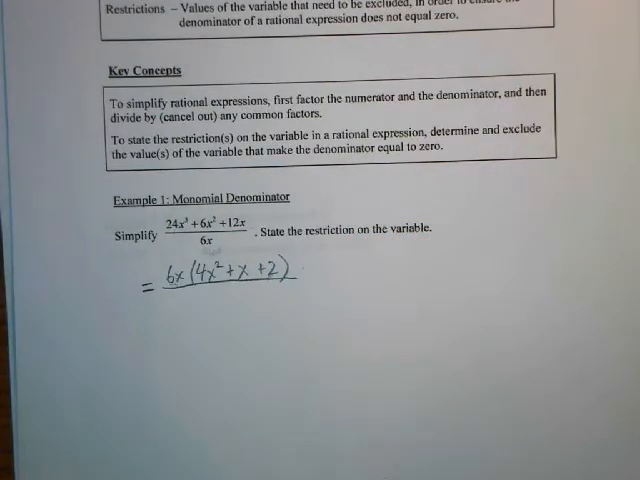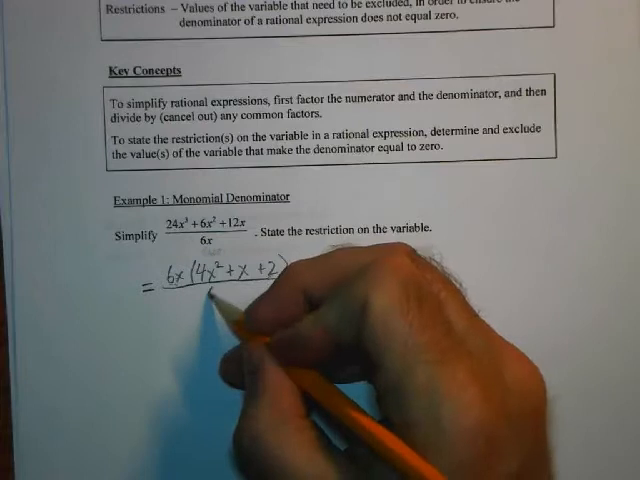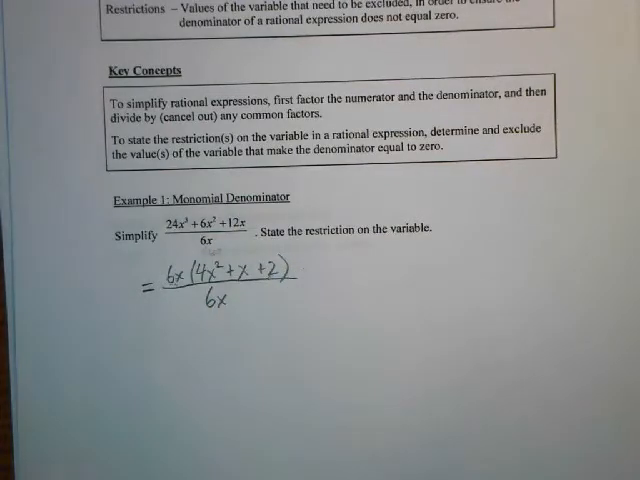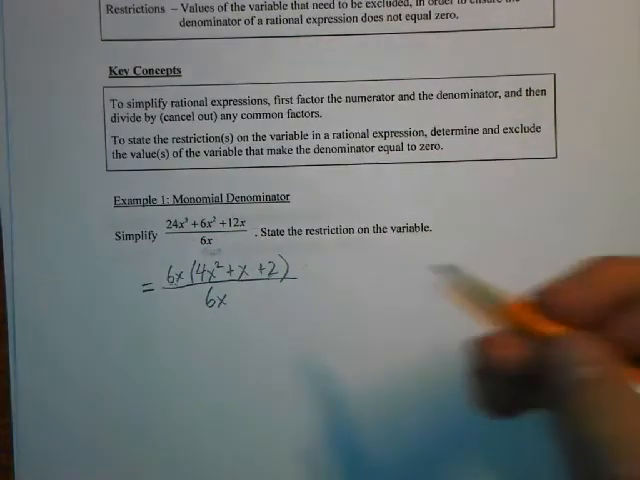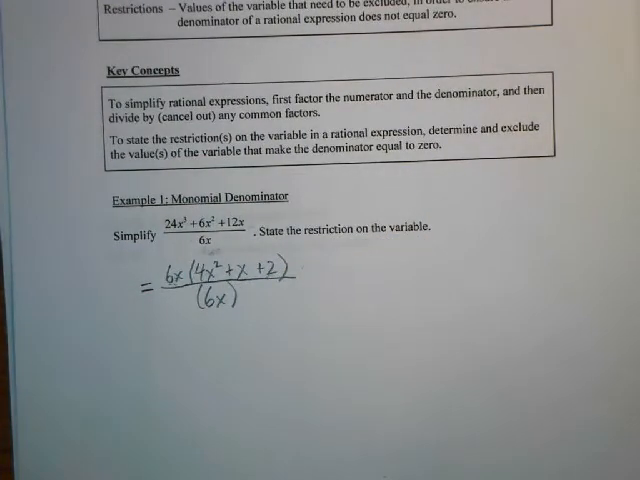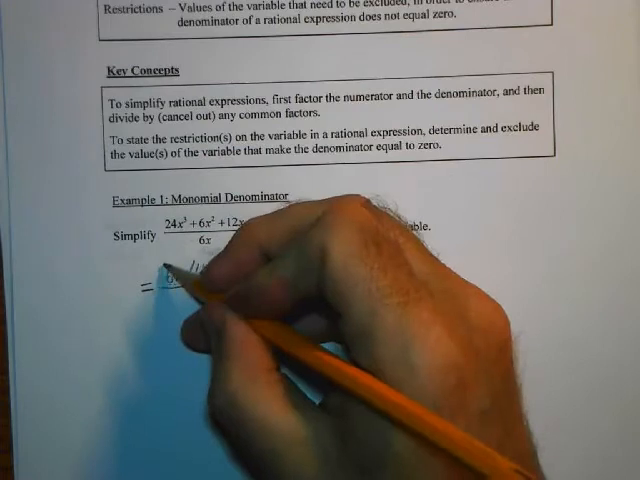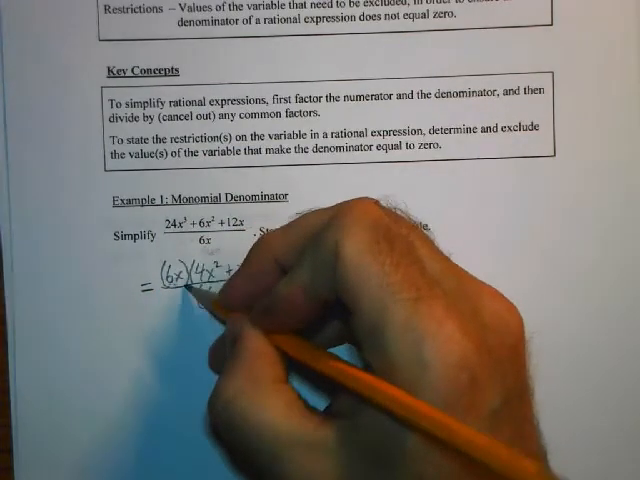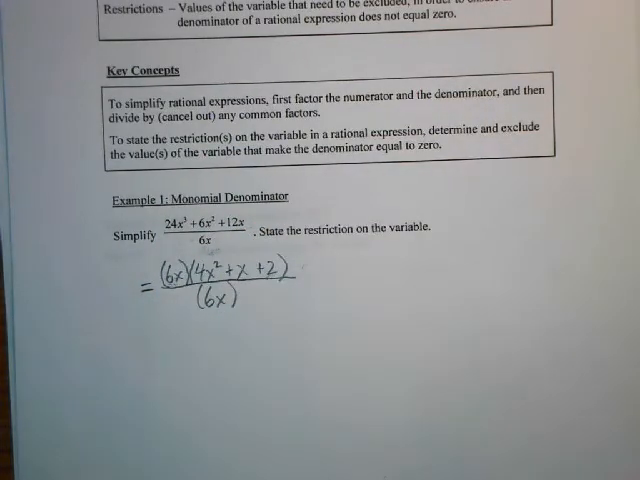Now, on the bottom, I have a 6x, and there's not much I can do with that. Okay? I'll just leave it as 6x. It's a single monomial term, so I'll just leave it. Now I'm going to put this common factor in brackets. You don't have to. It's not mathematically essential to do that. But when I start canceling things, it's nice to have everything in brackets if you can.